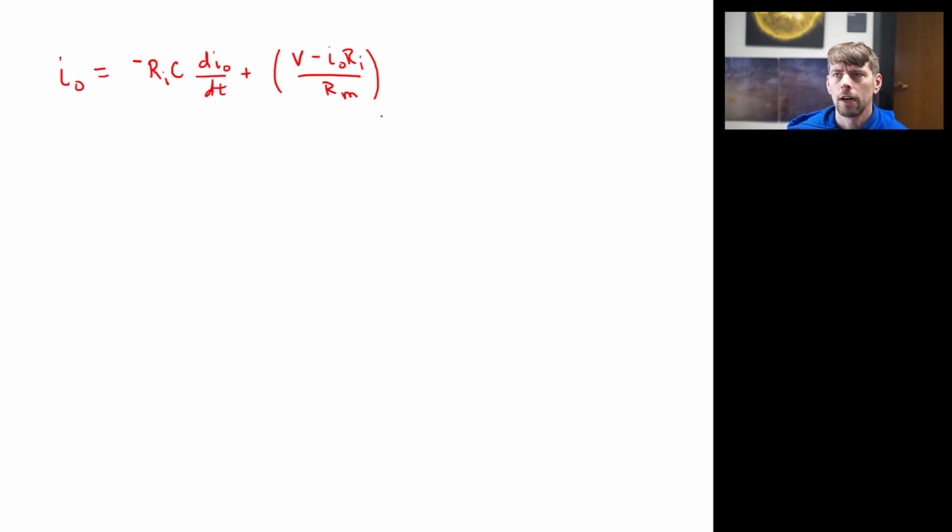So first off, let me get the I naught all onto the same side. So I have an I naught, actually let me multiply through by Rm first, just to get rid of the fraction. All right, well, if I get that over onto the other side, what I get is I naught times the two resistors added together. Okay.